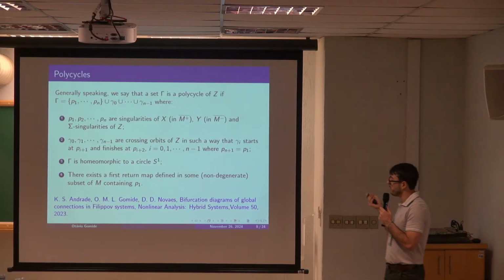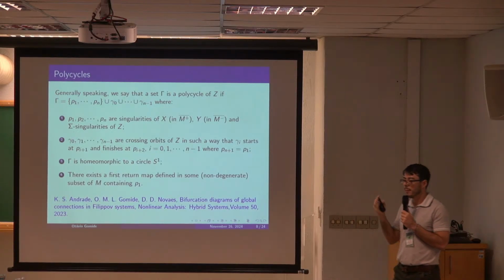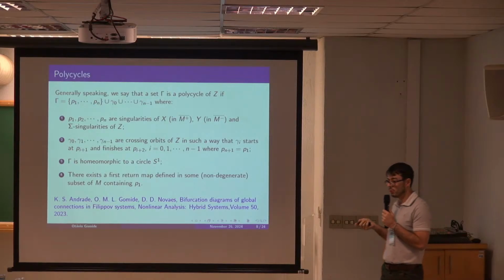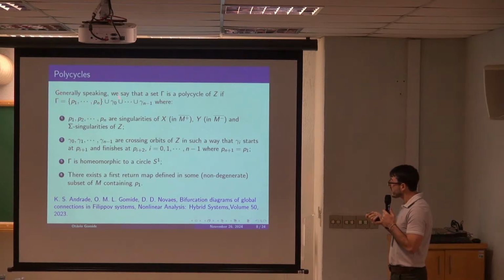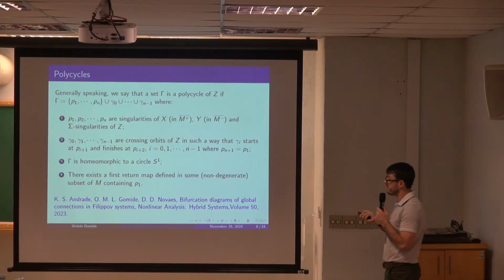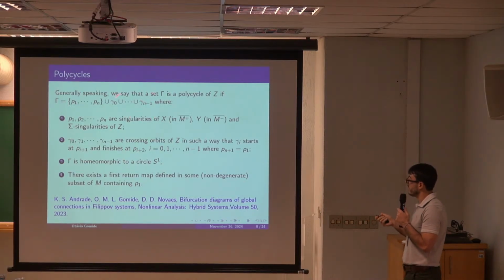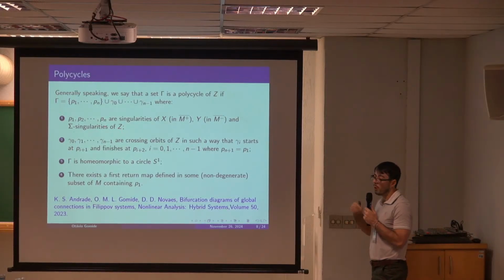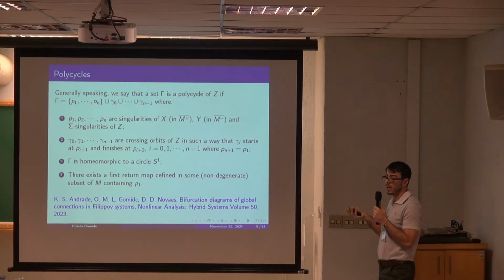Well, the concept of polycycle is very classic, so we just make some adaptation to the non-smooth world, to the Filippov systems. Here we consider a polycycle as a set which is composed by a finite union of points and orbits of Z, orbits of the vector field, where P1, ..., Pn are singularities of Z. It can be a singularity of X, of Y, or a Σ-singularity of Z.